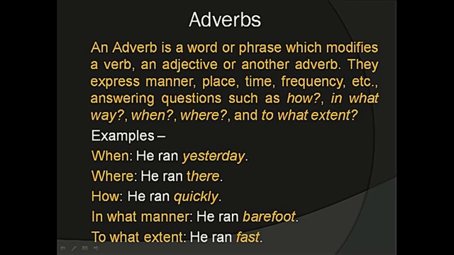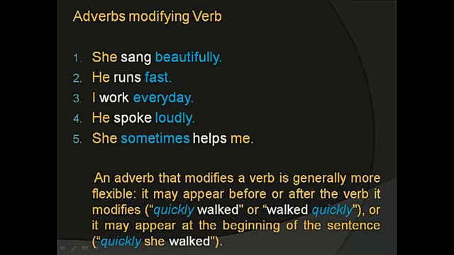When? Yesterday. He ran there. Where? There. There is an adverb. How? He ran quickly. How? Quickly. Quickly is an adverb. Adverbs modify verbs. Some examples are given there. Those are the words of adverbs.